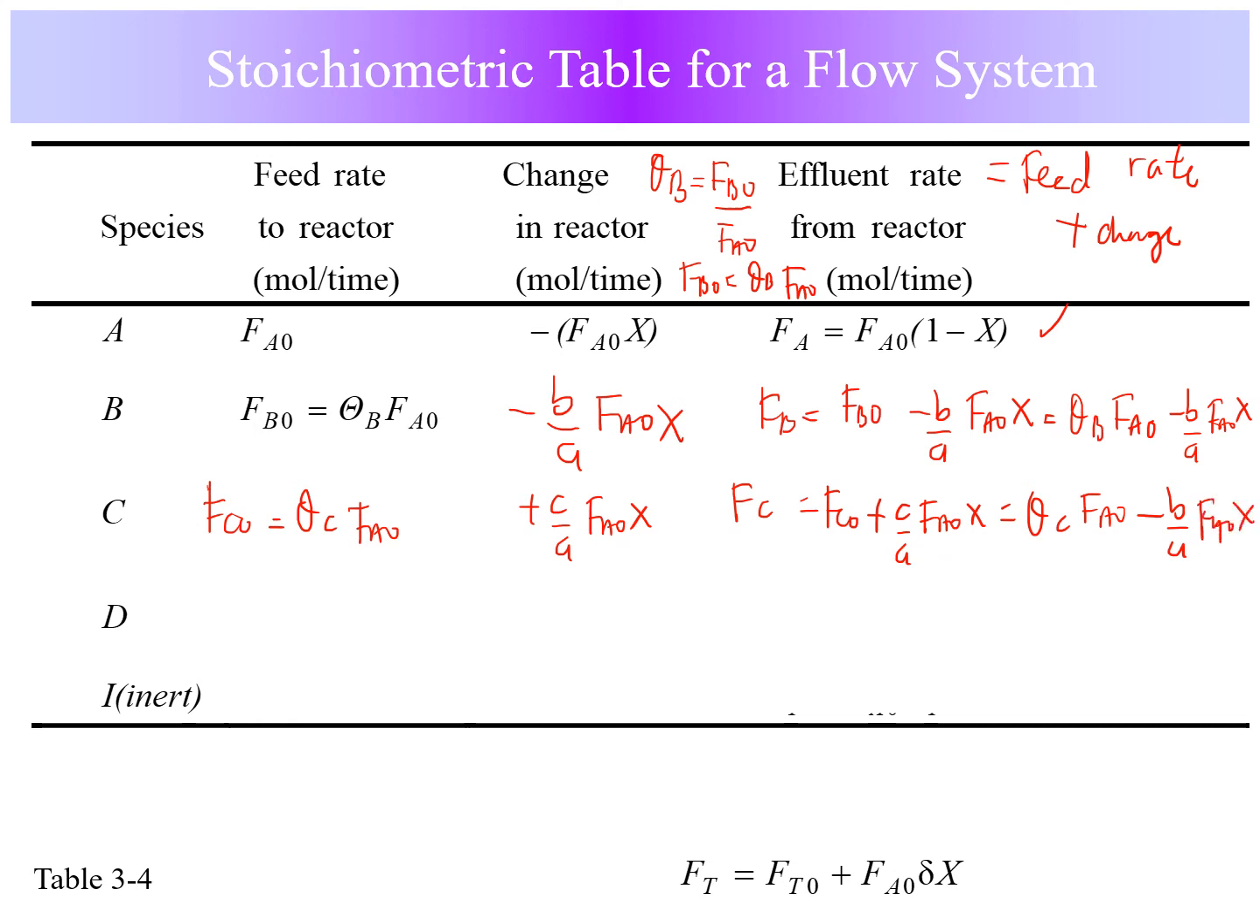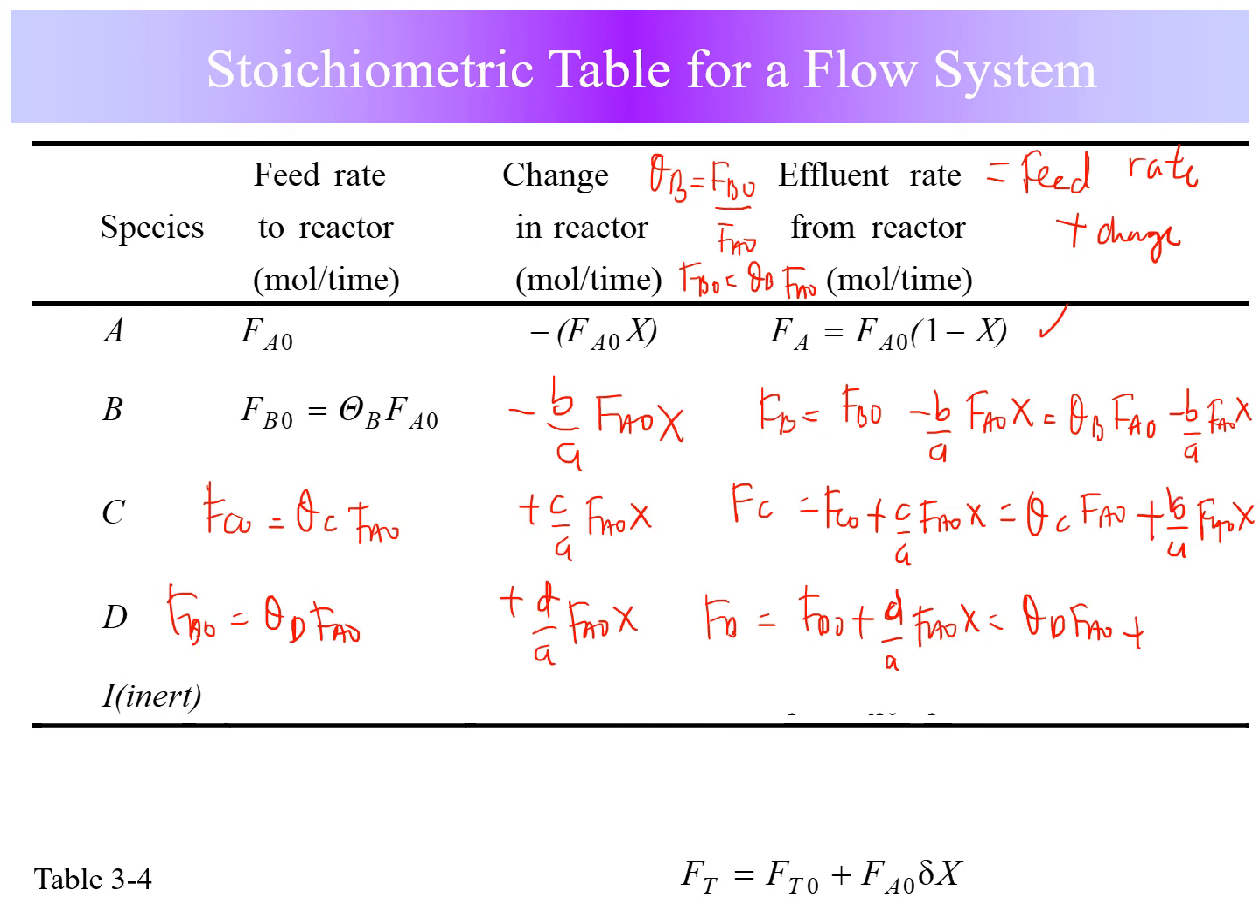So this one is the same also. We have F_D0 is equal to theta_D F_A0, sorry, F_D0, and then plus D over A F_A0 X. So F_D will equal the initial plus the change, which is F_D0 plus D over A F_A0 X, equals theta_D F_A0 plus, sorry, this should be plus. Oh, this is C, sorry. Over plus D over A times F_A0 times X.